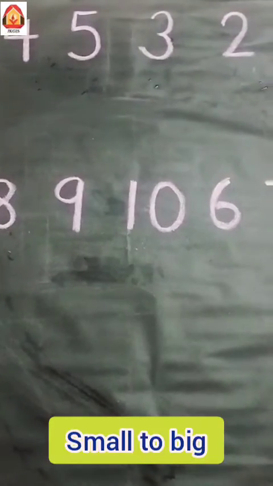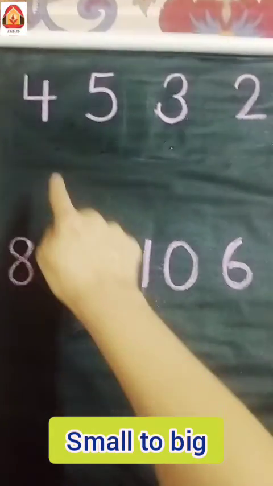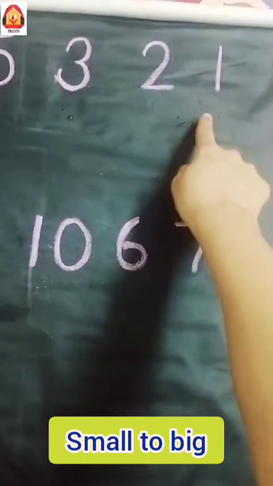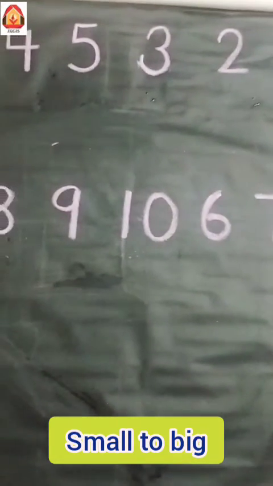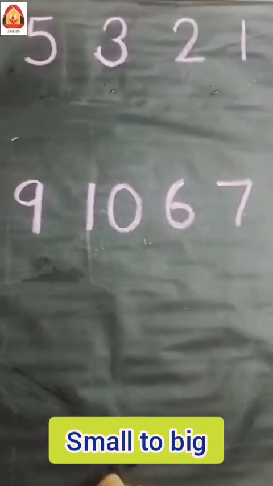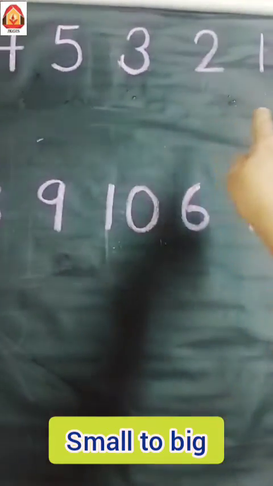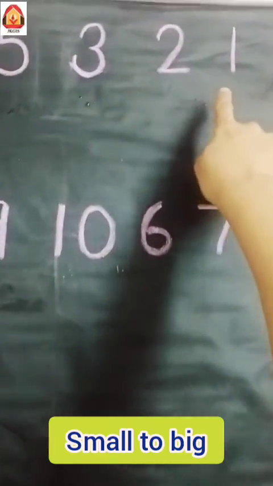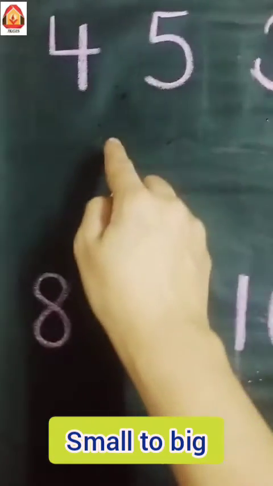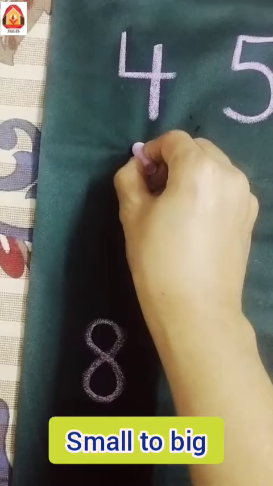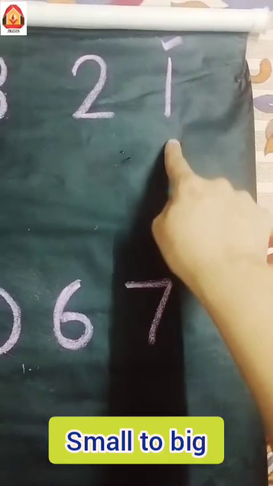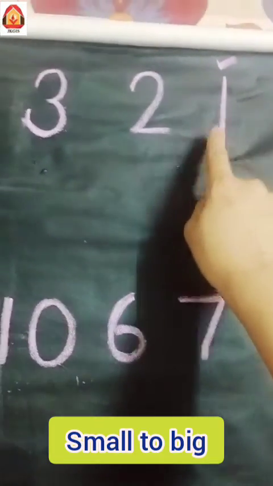So let's start. You can see here is number 4, 5, 3, 2, 1. What we will have to do is see which is the smallest number here. Which is the smallest number? It's 1. So I will take 1 and write number 1 here. I have taken number 1, so now we will not count number 1.